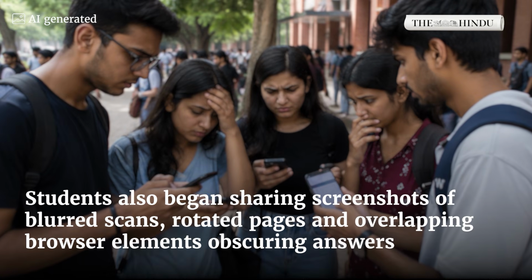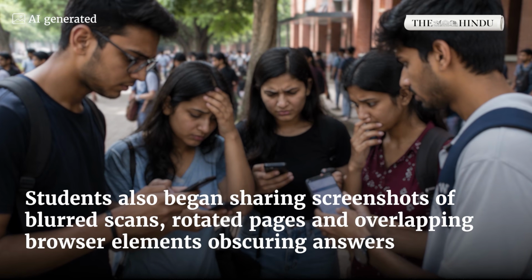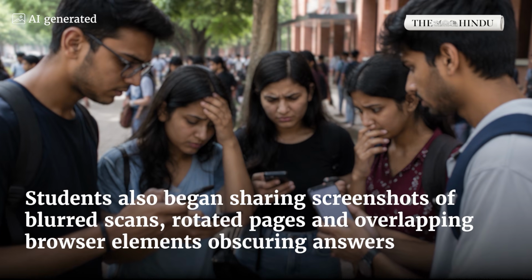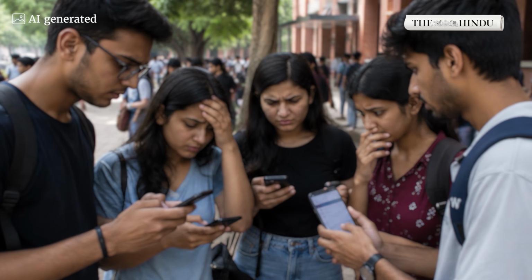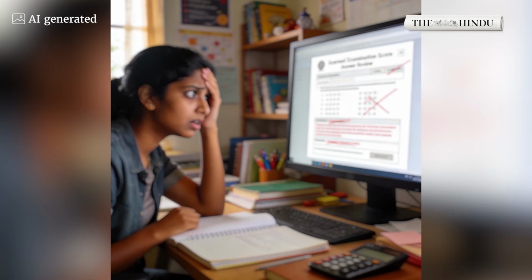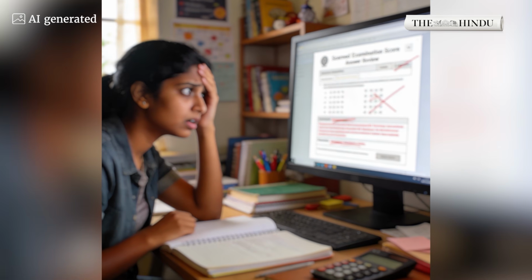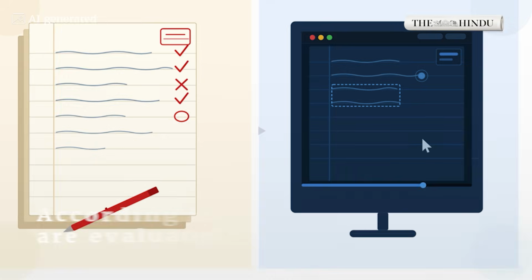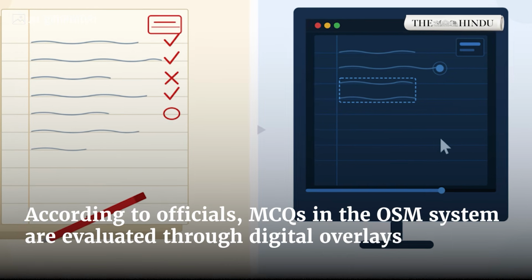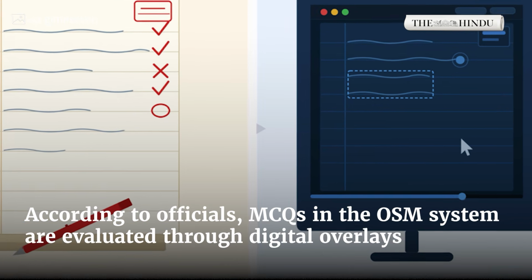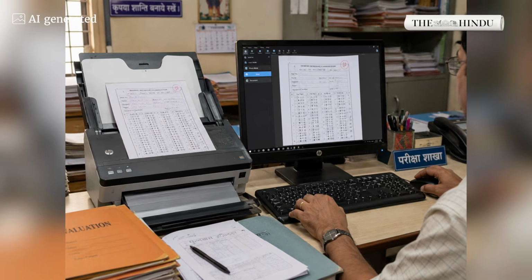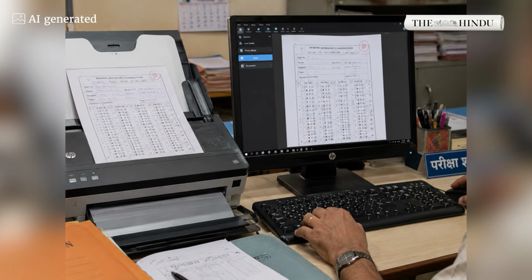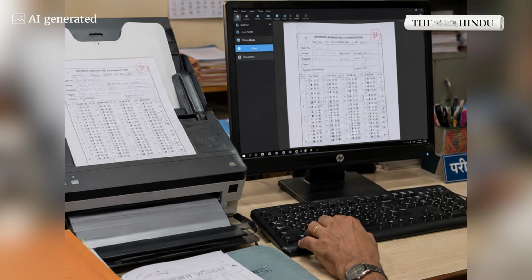Students also began sharing screenshots of blurred scans, rotated pages, and overlapping browser elements obscuring answers. Some supplementary sheets were missing entirely. Others pointed out that multiple choice questions marked correctly were still awarded 0 marks. According to officials, MCQs in the OSM system are evaluated through digital overlays, which means if the scan alignment shifts even slightly, the software may fail to match the selected answer correctly.